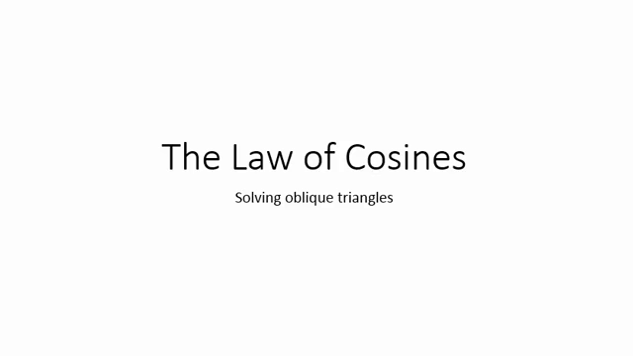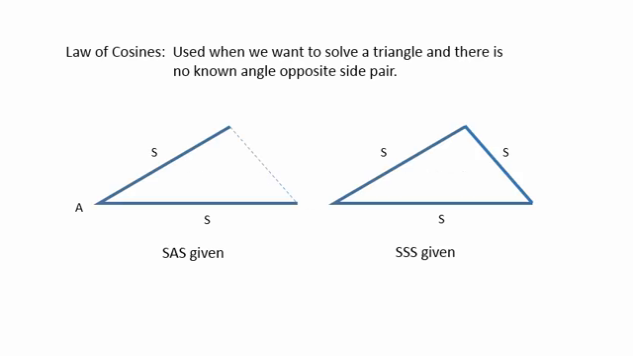In this video, we're going to look at the law of cosines. The law of cosines is another tool for solving for the unknown sides and angles of an oblique triangle. The law of cosines is used when we want to solve a triangle and there's no known angle opposite side pair. There are two scenarios where this could occur. If we're given a side, angle, and another side, or if we're given three sides of our triangle.